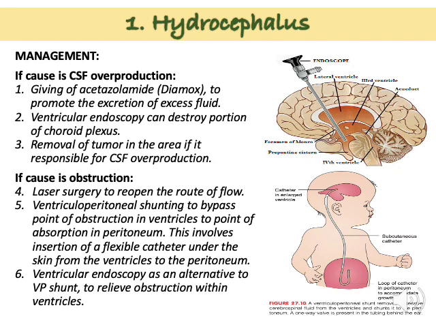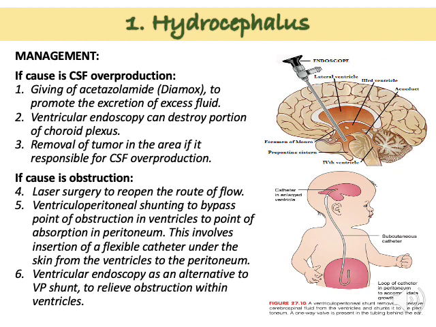Third is removal of tumor in the area if it is responsible for CSF overproduction. This could be through craniotomy. The tumor compresses the choroid plexus and causes the increased CSF production. So if the tumor is removed, the area will be relieved of compression and will not produce excess CSF.